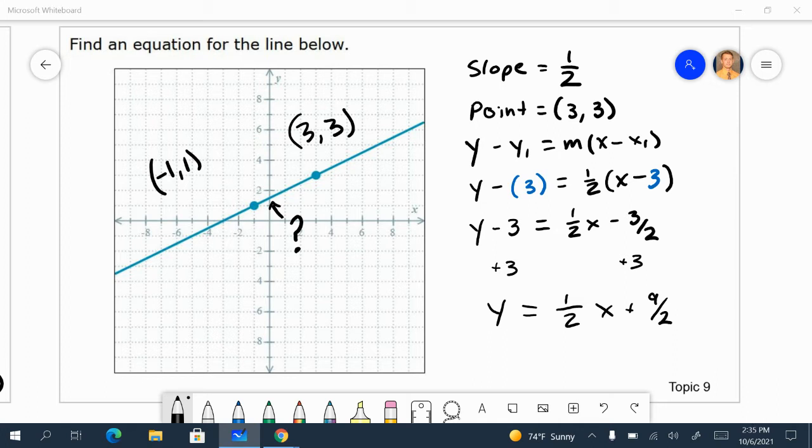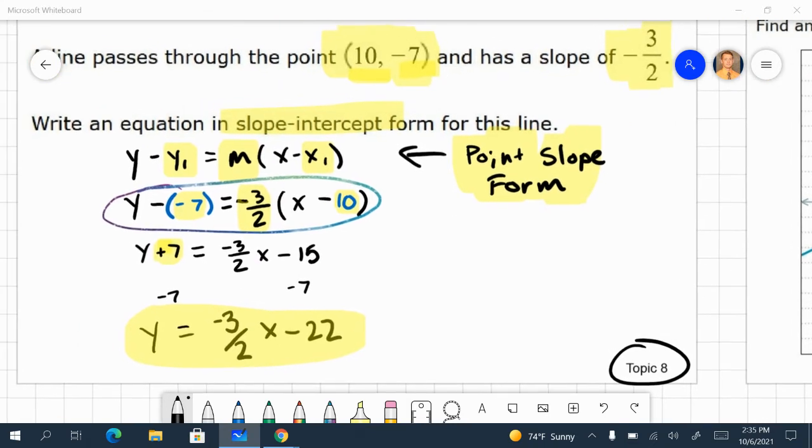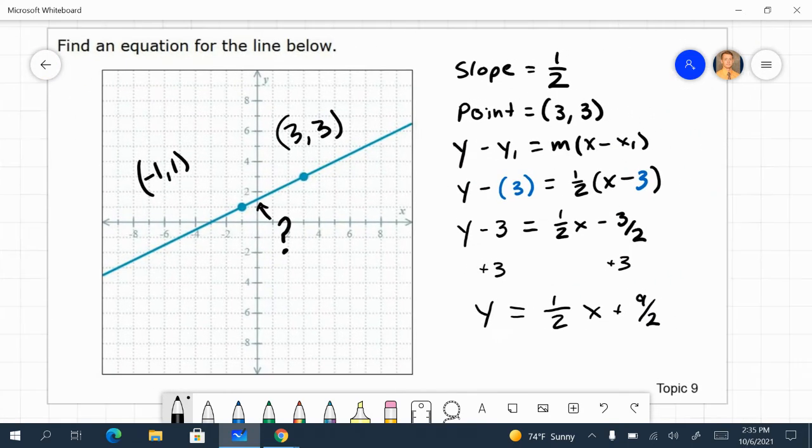But anyway, I would use the same formula that we used on topic number 8, that point slope form formula. This one right there, that's an important formula. And I've got it written here as well. It's right there, point slope form. That's going to be the best way to solve this.